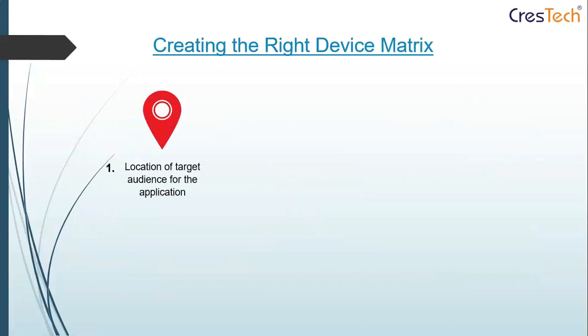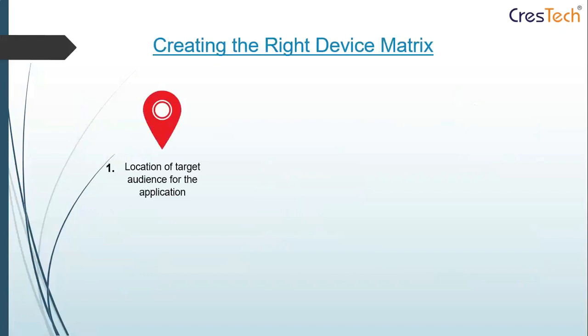So based on where the application will be most used, for example, if it is to be used within an organization, then the device matrix is simple and limited to a few devices. But if it is going to be accessed from across the globe, then the device matrix would be totally different. It could be huge, it could be vast.